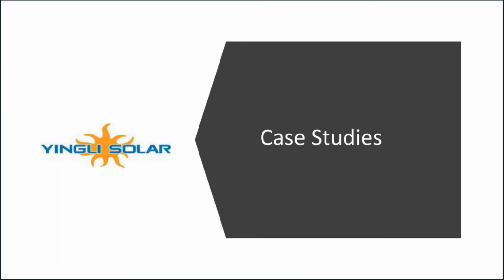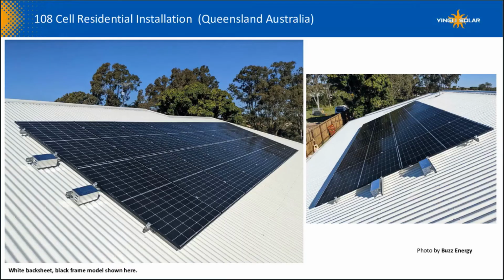We'll now take a look at some case studies of Yingli solar panels installed around the world over the last few years. Here's a good example of a recently installed residential solar system in Queensland featuring the 108 cell. This one uses a black frame with a white backsheet. The uniform lines add value to the overall aesthetics.